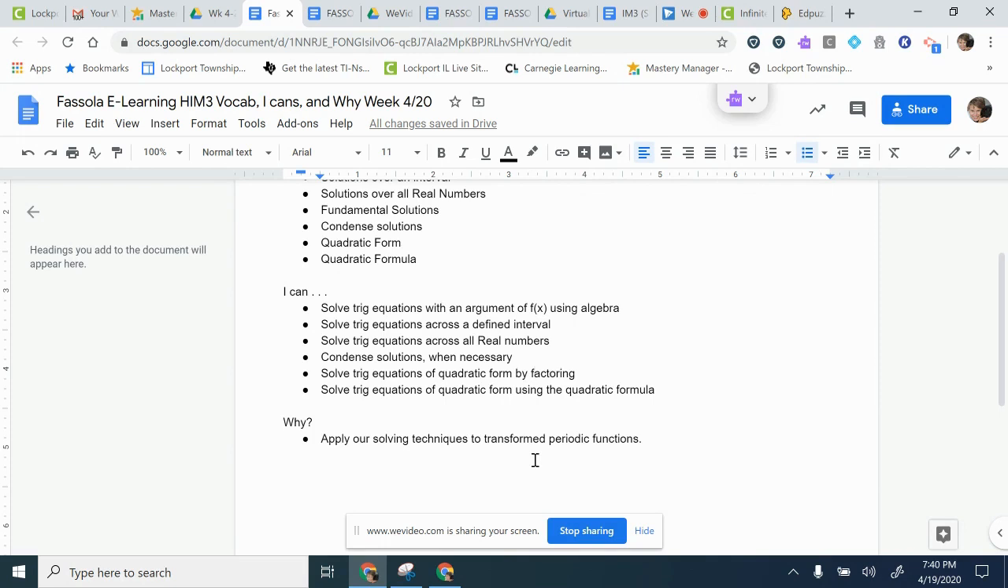And we need to do this because we are amping it up with these periodic equations and solving those that are not simple anymore, but that are the transformed trig equations, periodic equations that we looked at a bunch of weeks ago with graphing.